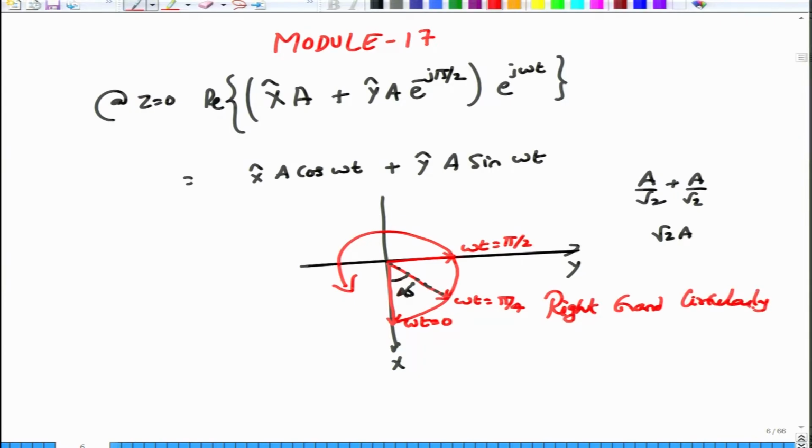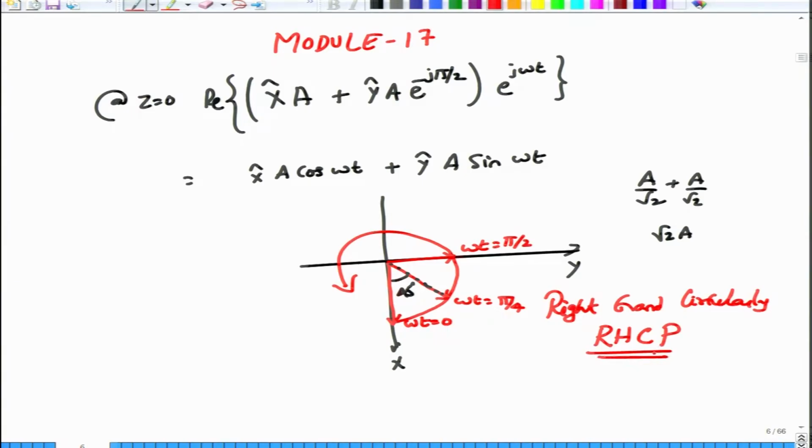Why is it called circularly polarized? Because these electric field vectors are moving along a particular circle of radius a here, correct. So this is a right hand circularly polarized wave, or sometimes simply called an RHCP wave.